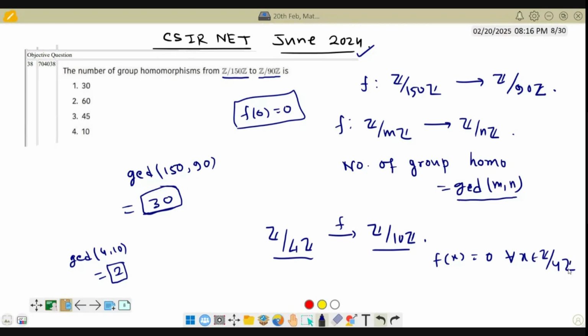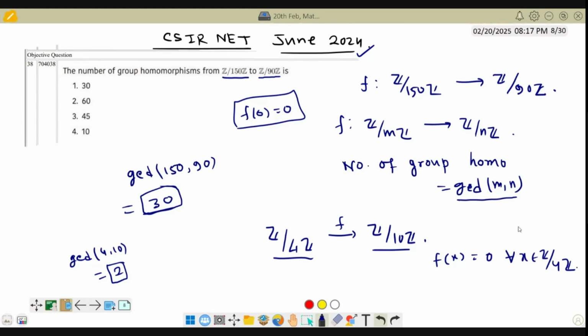What is the other one? How will you find it? Is the question clear? I am asking how you will find the explicit homomorphism. What is the process? Do you know? Yes, sure.